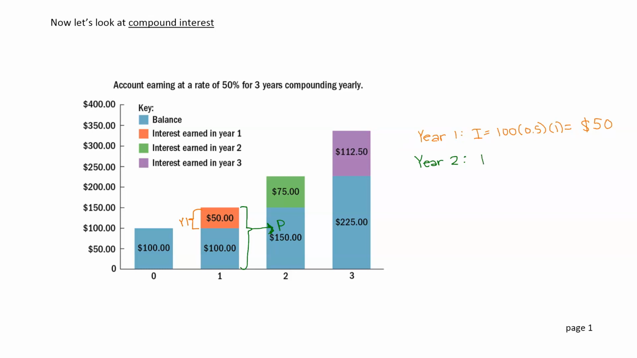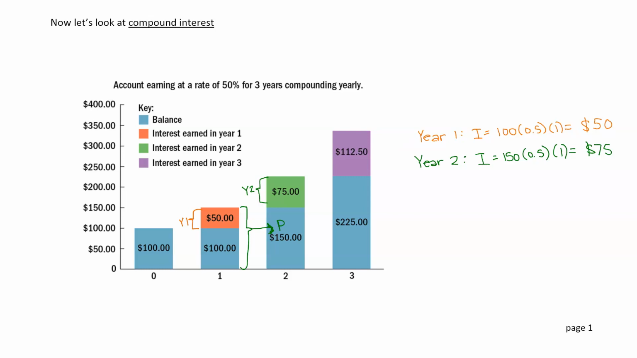So for year 2, interest is going to be 150, which is the principal, times the rate, which is 0.5, times the time, which is 1 year, because only 1 year has passed. So this equals $75. So for year 2, we now have $150 that was already in the account, and we're adding $75 of interest instead of $50, which is how much was added when we did just simple interest.